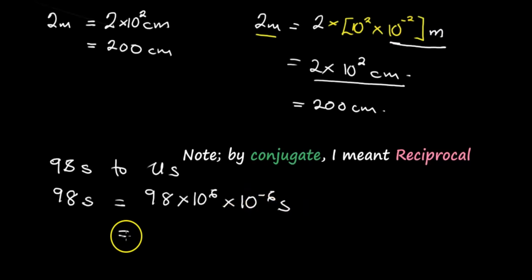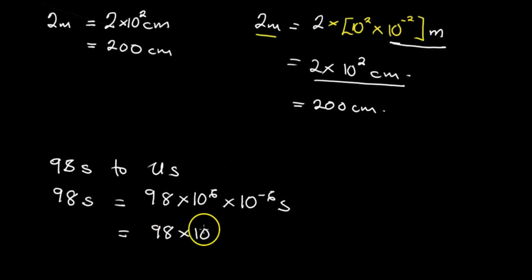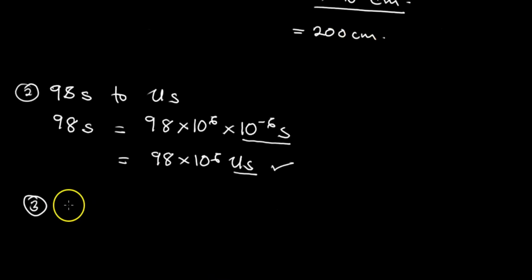Then you come to the next step and write your 98 times 10 exponent 6 microseconds. So this is microseconds, this is microseconds. My brother, my sister, you are done with your conversion. If you want to expand, then you expand. But at this point, you are done with your conversion. So let's end this video with this last example.